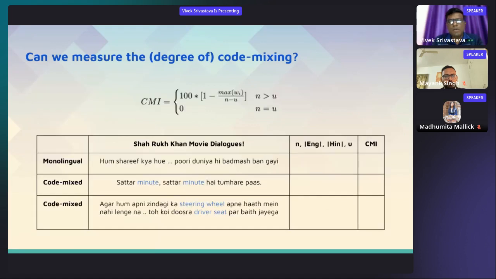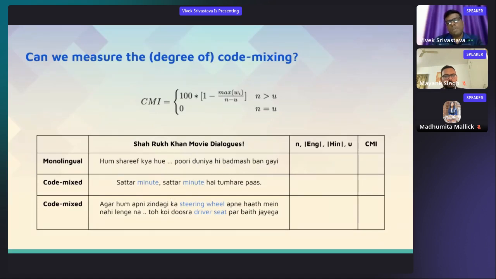So let's see how it works with the examples. Here I have taken 3 different examples from Shah Rukh Khan movies. The first one is monolingual, where we have all the Hindi tokens, and the second and third examples are the code mixed examples, where we have words in English as well as Hindi. The English language tokens are marked with blue color here in both the examples.